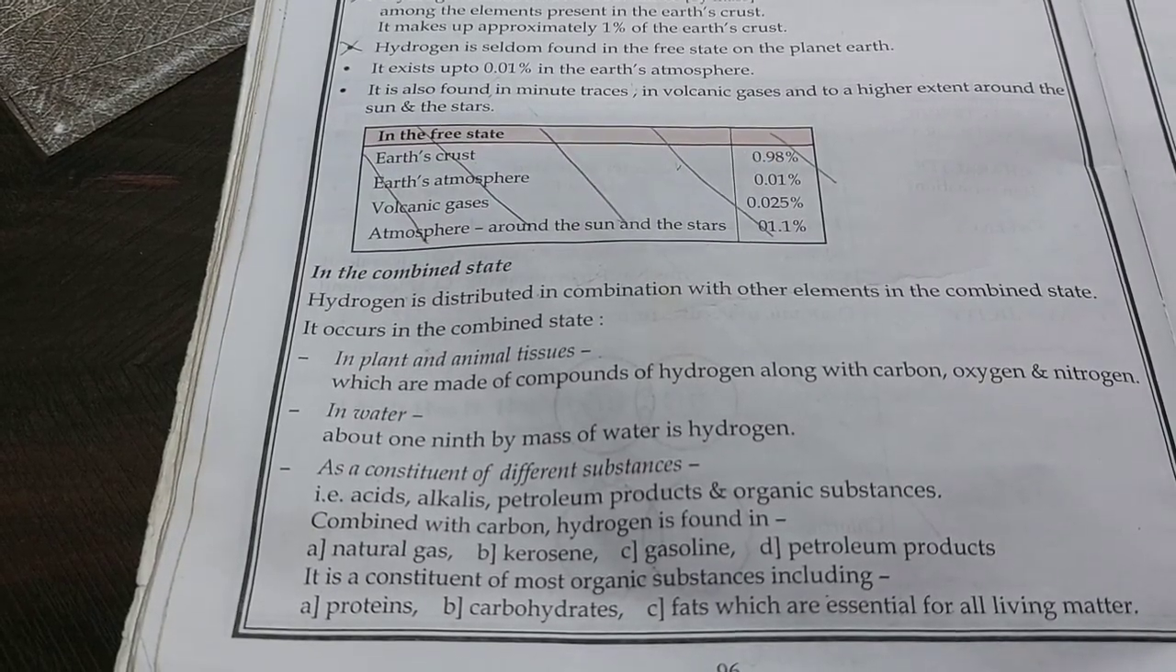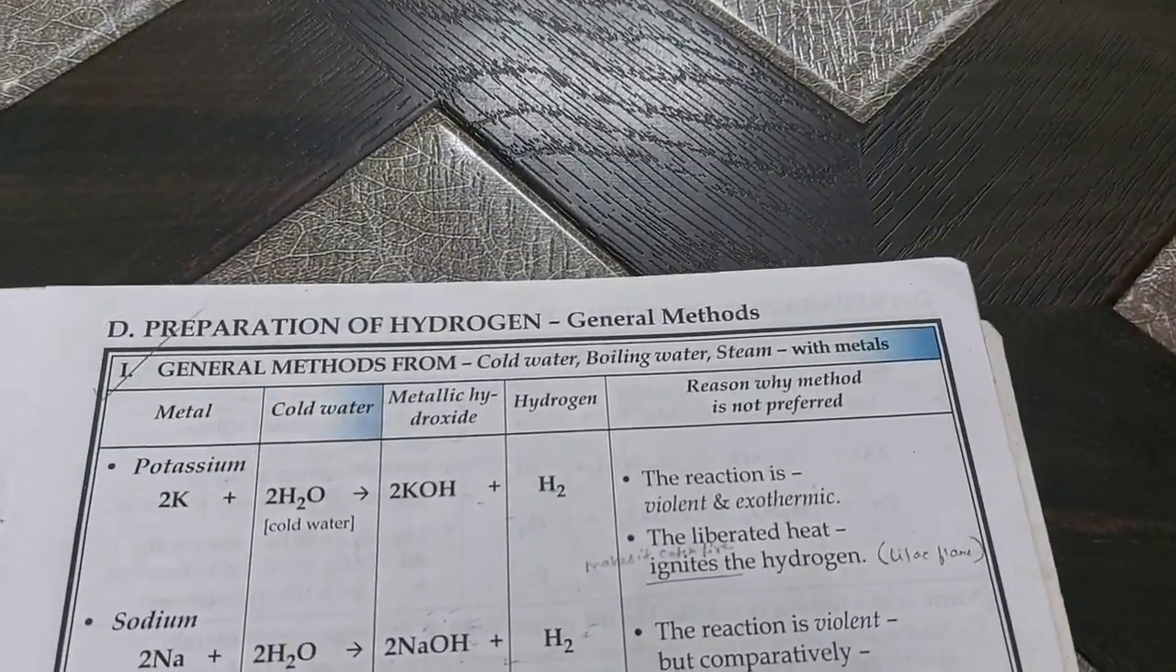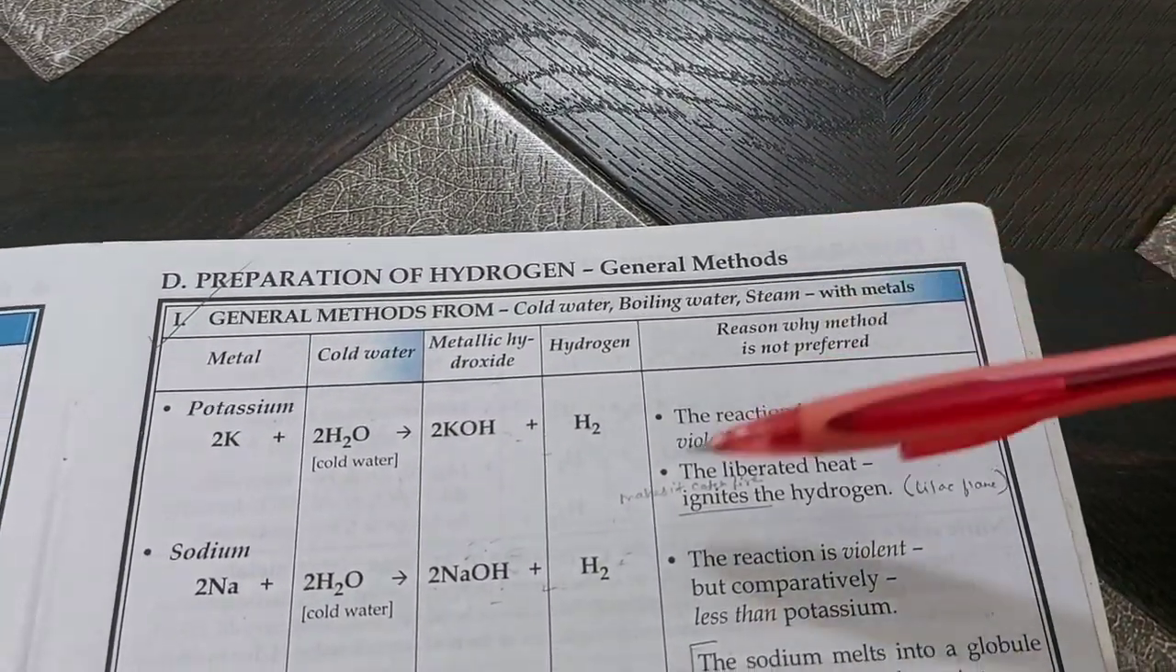Now let's study how to prepare hydrogen. There are 3 ways. First, by using water, second by acid, and third by alkalis. First, let's talk about water.